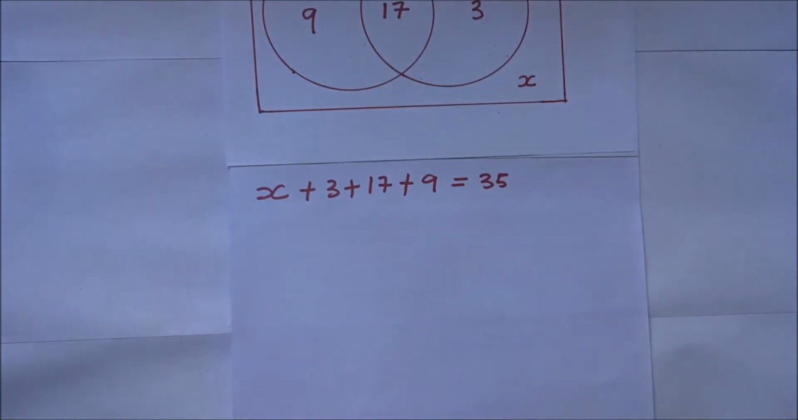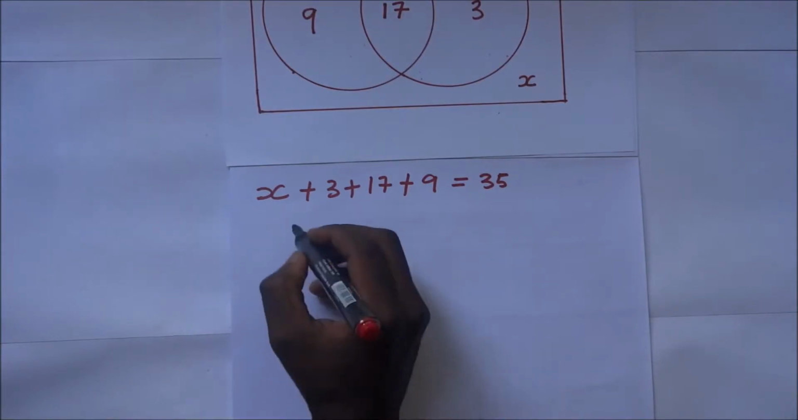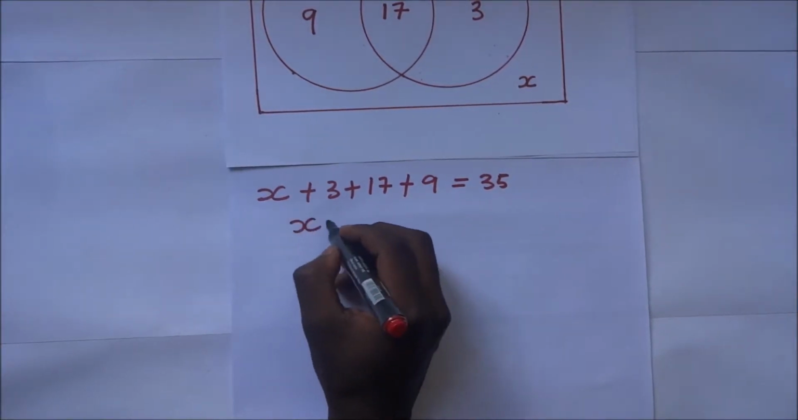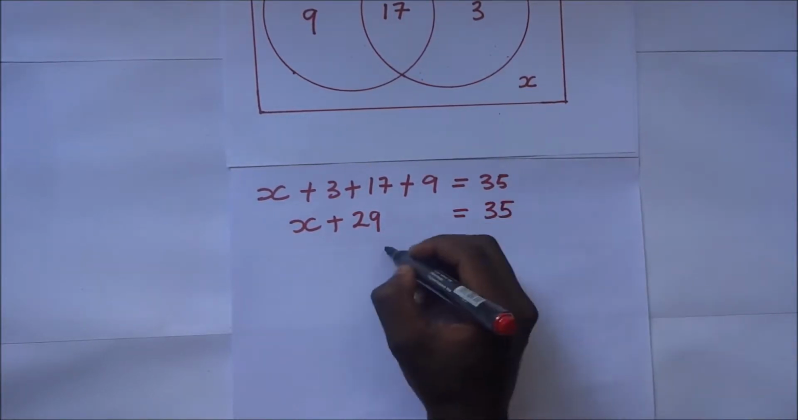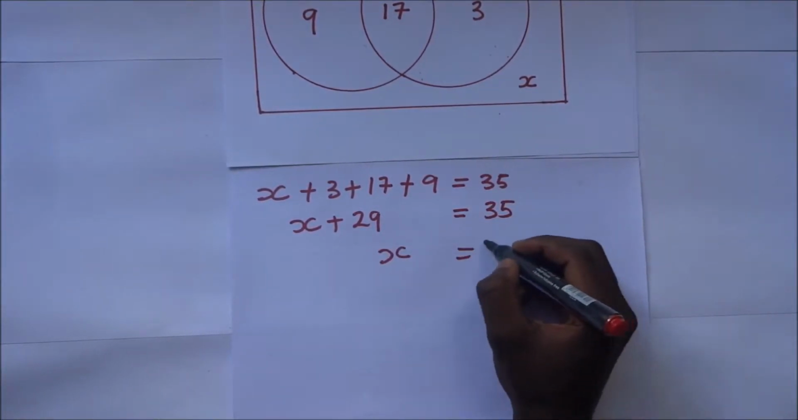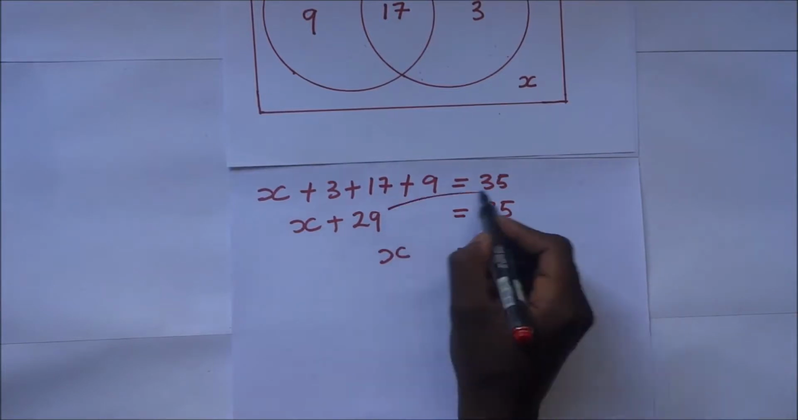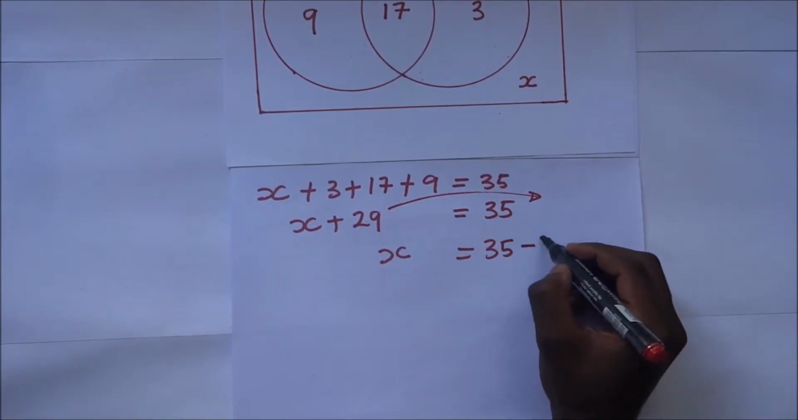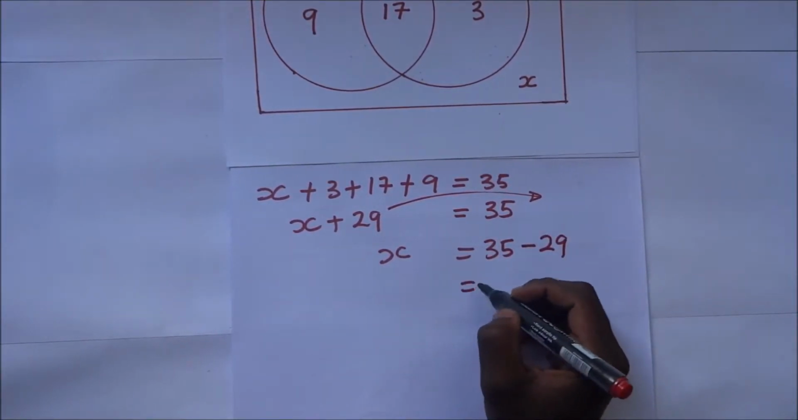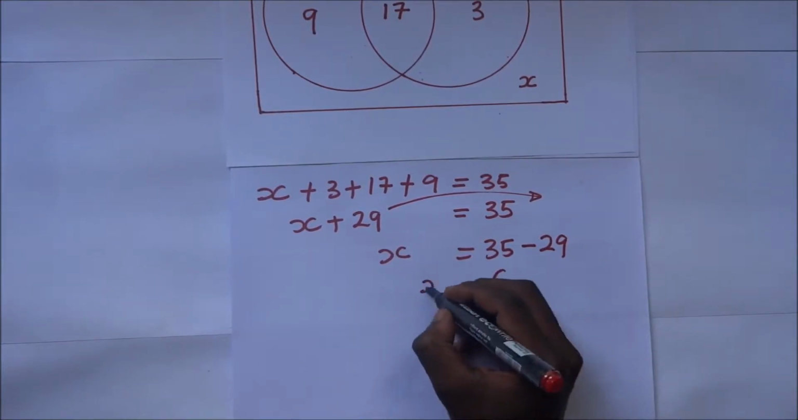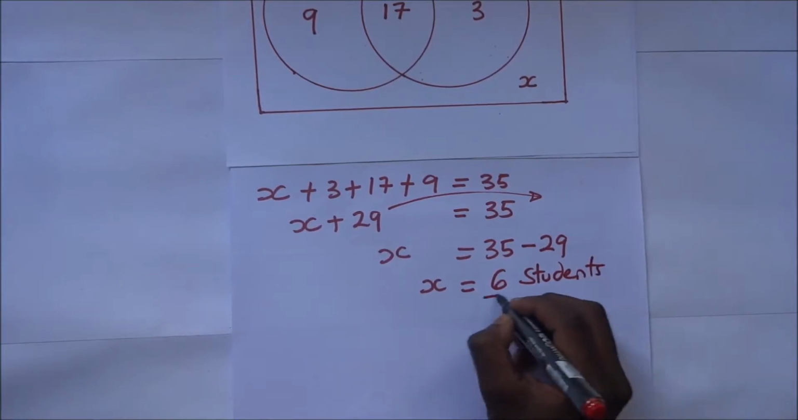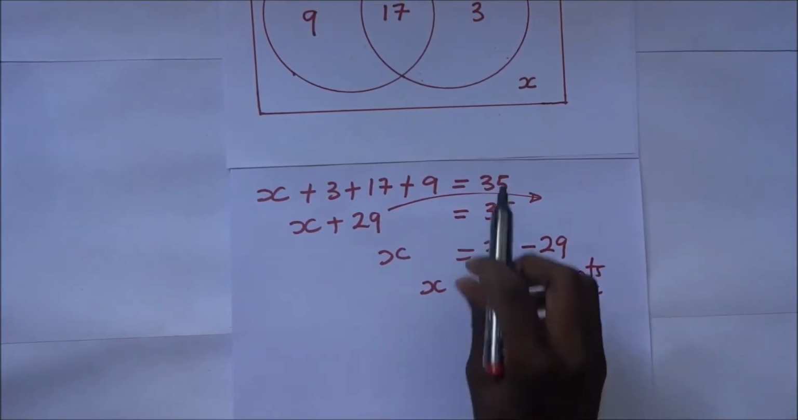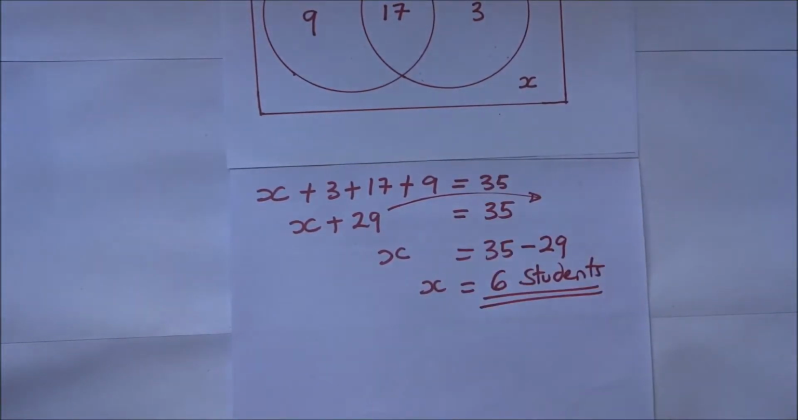Our answer there is going to become x plus 29 is equal to 35. x is going to be equal to 35 minus 29, as this 29 goes that way. And we shall remain with our value of x as 6 students. So it means it is only 6 students that do not play any of those games. Let's go on to the next question.